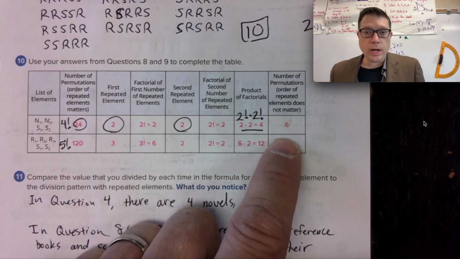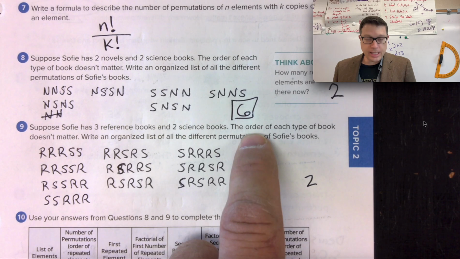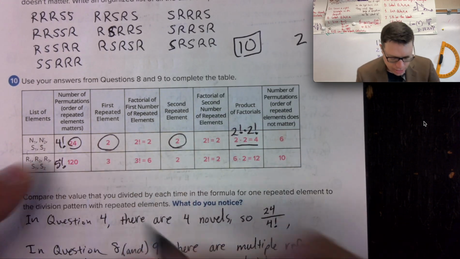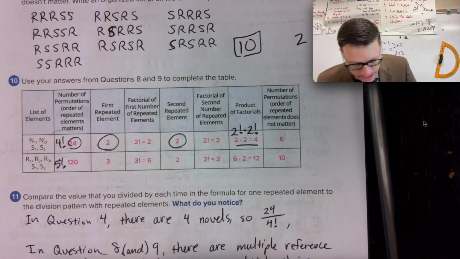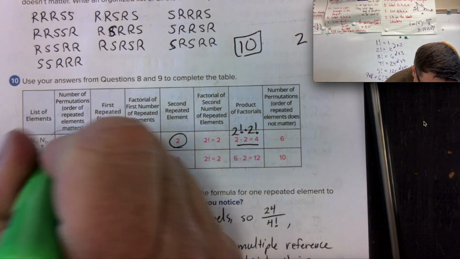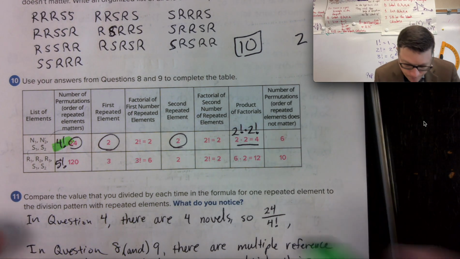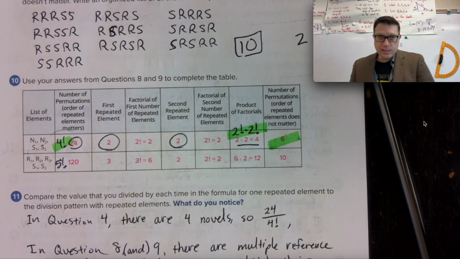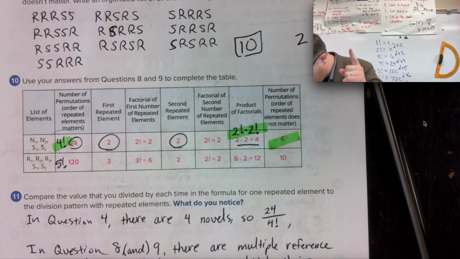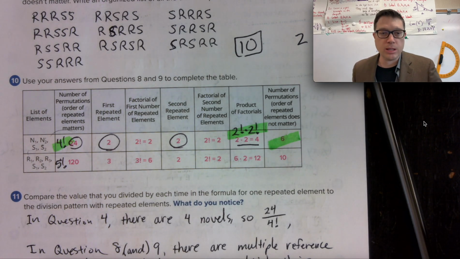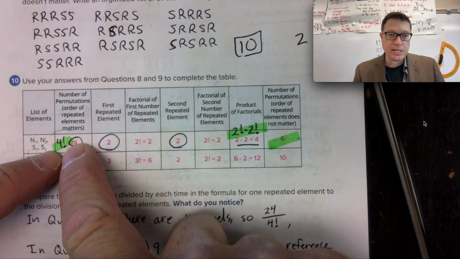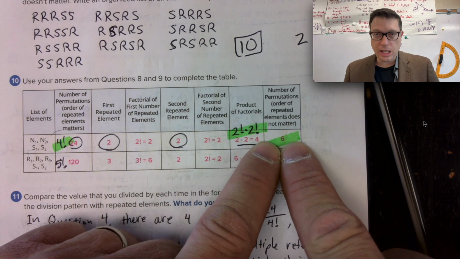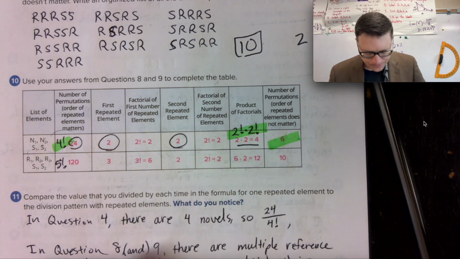Now, the last one, we got 6 because we counted them. But there is a way to connect this one. I'm going to use some highlight here. There's a way to connect 4 factorial, which is 24, and the 2 factorial to make 6. That's the goal: to notice a pattern and come up with the formula. I hope you're seeing, or eventually seeing, that I want to connect this cell with this cell to equal this cell. How does that happen?